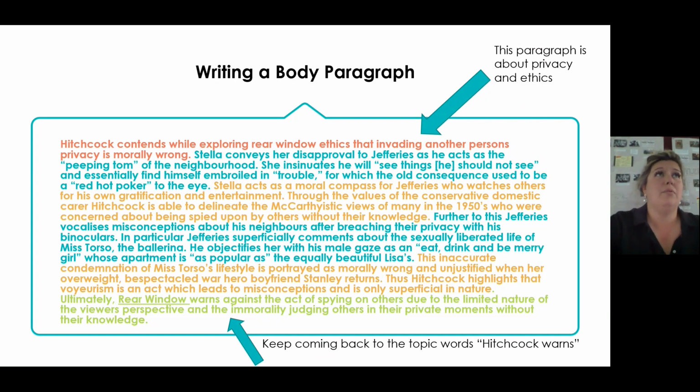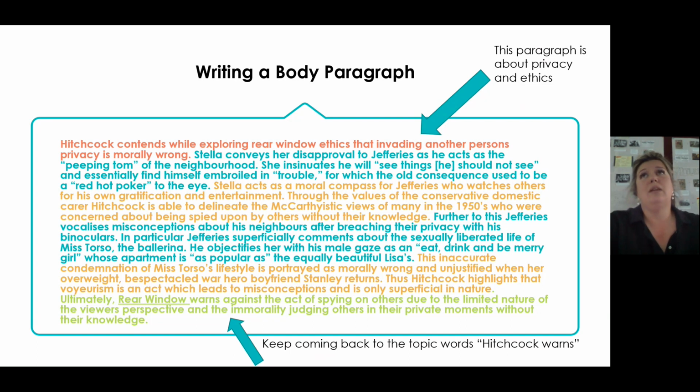Then I can give my example. "Stella conveys her disapproval to Jeffries as he acts as the peeping Tom of the neighbourhood. She insinuates he will see things he shouldn't see and essentially find himself embroiled in trouble, for which the old consequence used to be a red-hot poker to the eye." In that example, I hear specifically what Stella has told Jeffries, and there are actually 4 quotes in there, but they're embedded in a way that makes sense with the way the sentence flows. You can do the same thing. Break up your quotes so that they make sense.